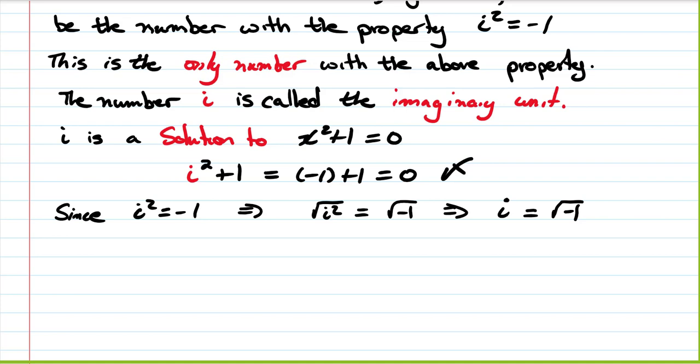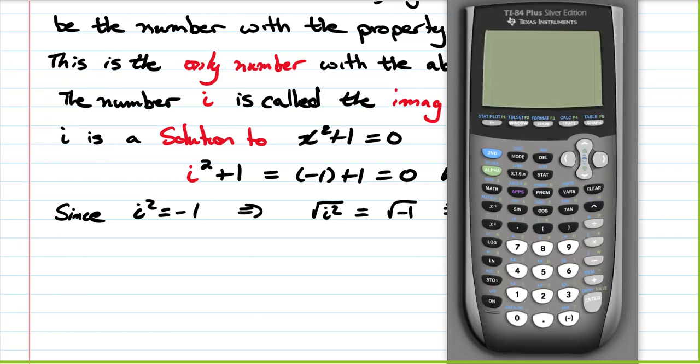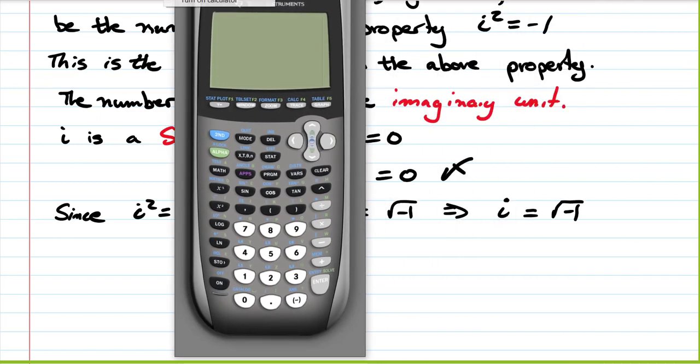Some textbooks actually use this as the definition and use it to derive i squared equals -1. They are just two different ways to define the same thing. I want everyone to grab their graphing calculator. Let's go ahead and turn this thing on.